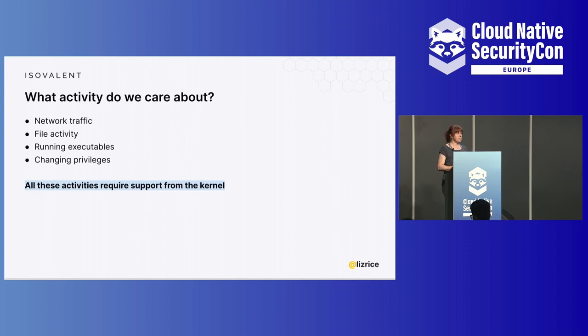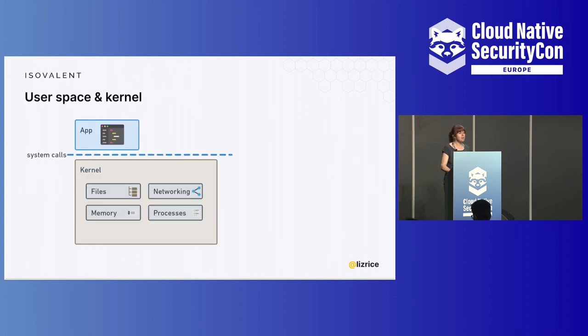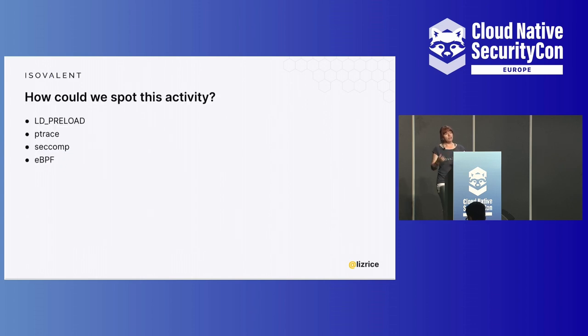Now, all of these different types of activity require support from the kernel. Just to make sure that we're completely on the same page about user space and kernel, we write application code in user space, but whenever we want to do anything interesting, certainly anything that involves any hardware, we have to ask the kernel to do that on our behalf. And we do that through the system call interface. So those 4 categories of things that I was talking about, the file access, the network access, even memory access, and processes and privileges, they're all accessed via system calls. So whenever we're doing any of those activities in an application, the kernel will be involved. So if we want to spot those potentially suspicious activities, if we can look at how the kernel's behaving, then that could be a mechanism we can use to spot potentially malicious activity.